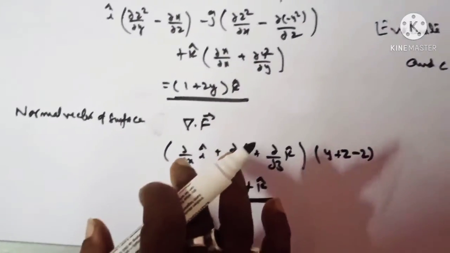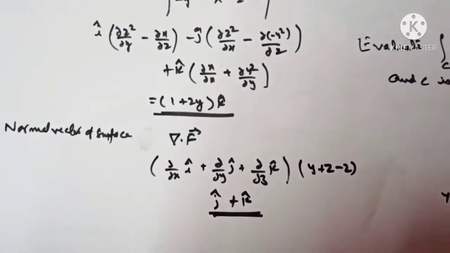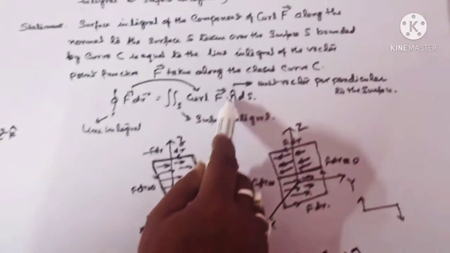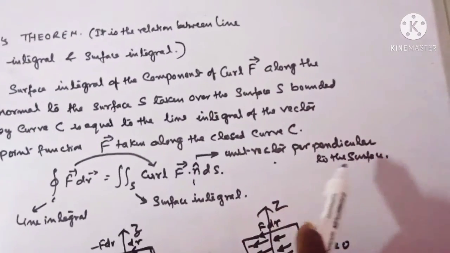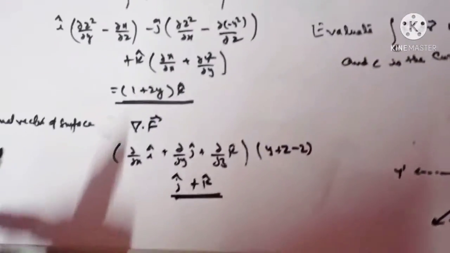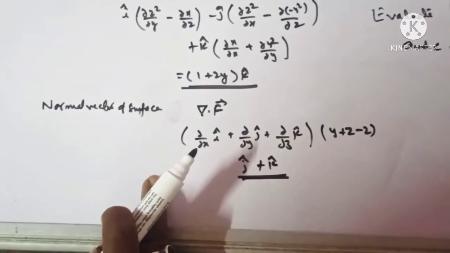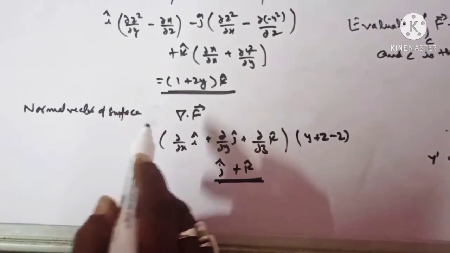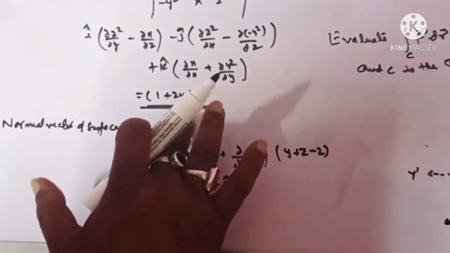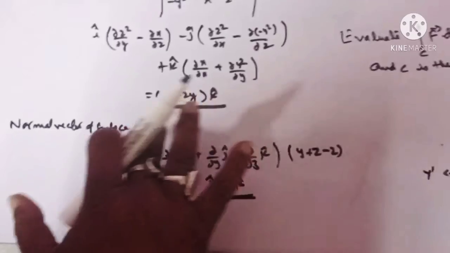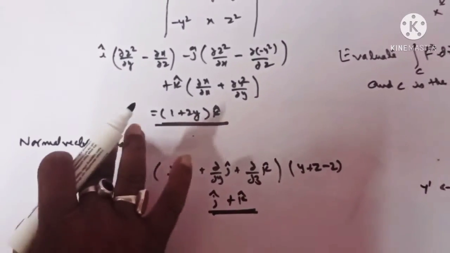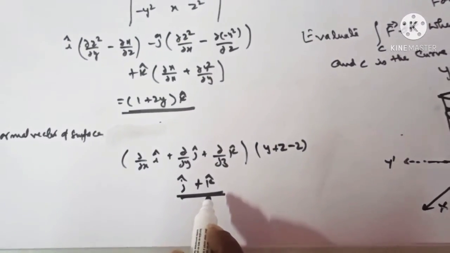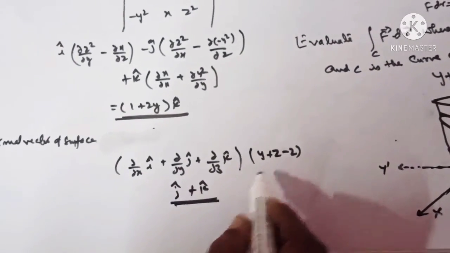It is better to say this, because here n cap represents the unit vector perpendicular to the surface, so this is the normal vector. Let me remove this, it will be better. This operator acting on the surface gives the normal vector of the surface.